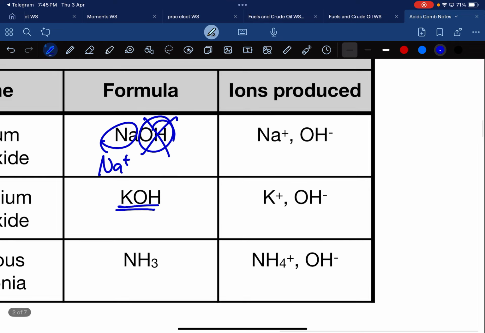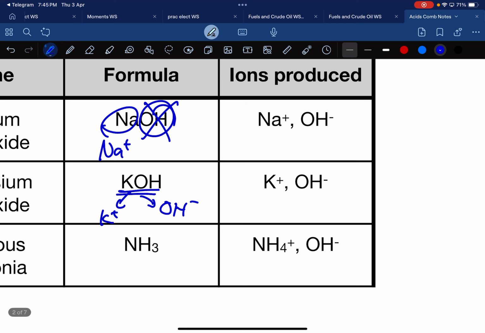Okay, so you split into K+ and OH-. Simple? Then comes this problem.